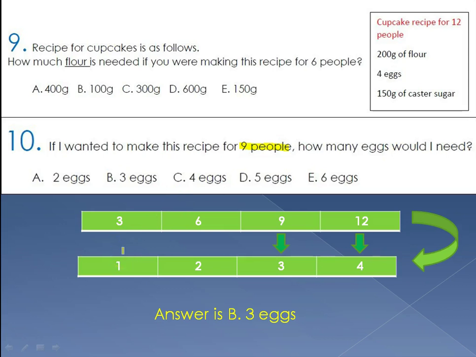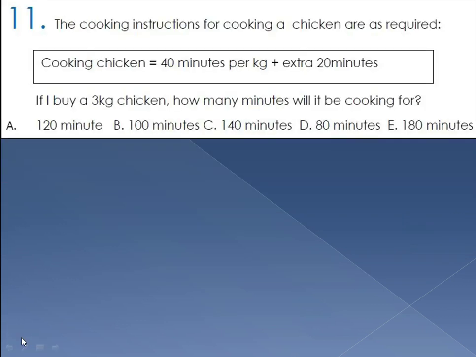But for this question, for 9 people, I'd work out that you needed 3 eggs. Okay, let's go on to the next question. The cooking instructions for cooking a chicken are as required.